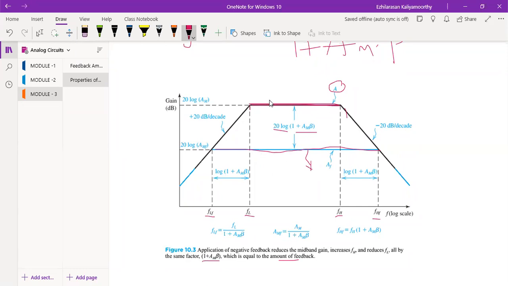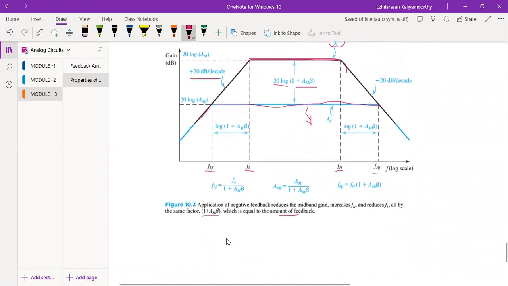So now we can extend the bandwidth also. Here you can see this portion at the same 20 dB per decade. So now from this only, I can say the FL. What is FL in the sense of this one? It's nothing but FL by 1 plus AM beta, where AM is the midband gain. The gain will be AM by 1 plus AM beta. The FHF will be FH into 1 plus AM beta.